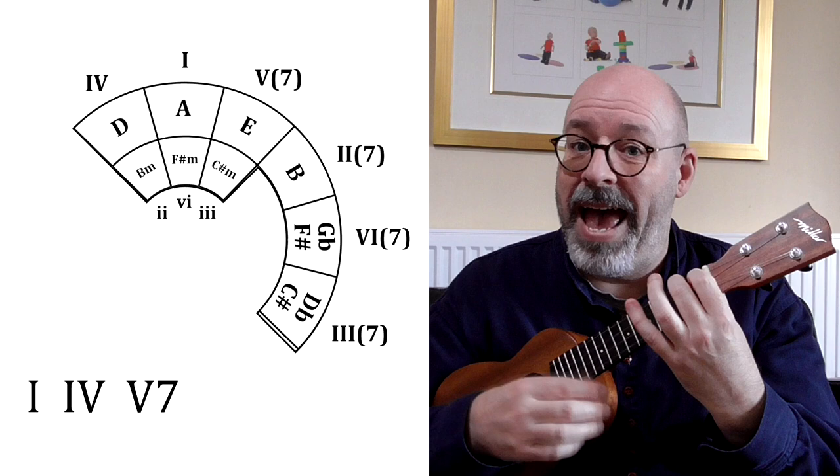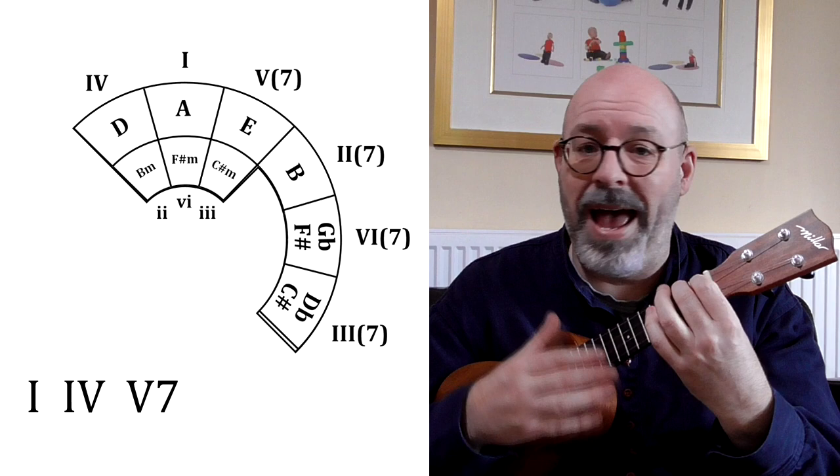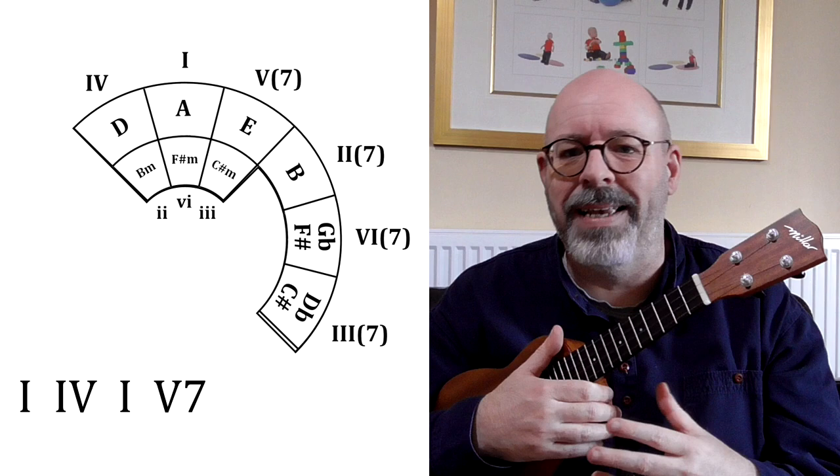So we'd have A, D, E7. Now, can you hear that that is still Twist and Shout? That's still La Bamba. And if we change the order and go A, D, A, E7, it's still Brown Eyed Girl. But those letter names don't look anything like the letter names we had in the key of C. So they're not obviously the same thing.